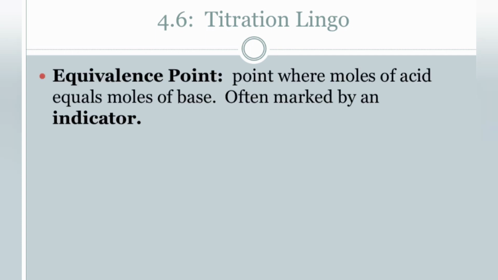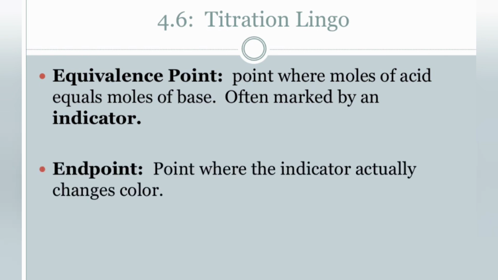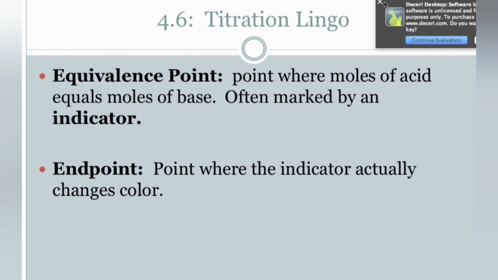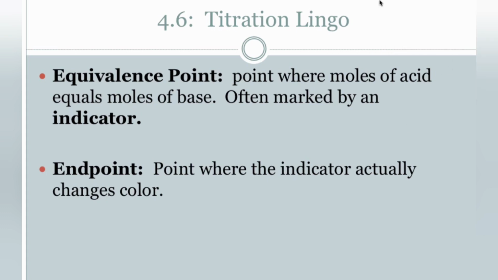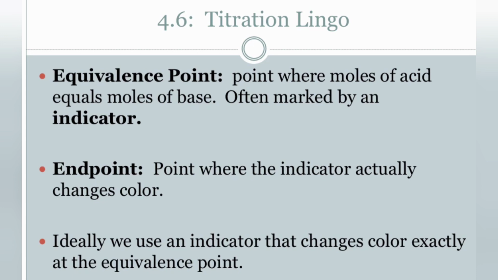Then you have another term known as the equivalence point. This is the point where the moles of the acid equal the moles of the base, often marked by an indicator's sharp change. We call it a sharp change because at this point, the number of moles of acid equals the number of moles of base. Unlike the end point, which is the point where the indicator actually changes color. Now, there's a difference between the equivalence point and the end point. In an ideal situation, the equivalence point will be the end point, that is, if you use an indicator that changes very sharply, but this is not mostly the case.